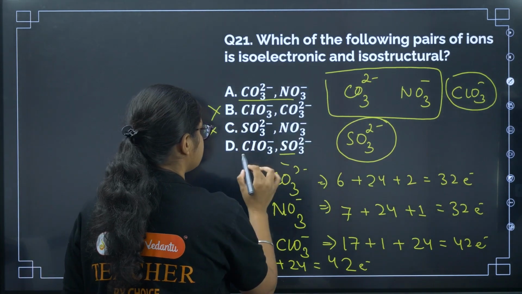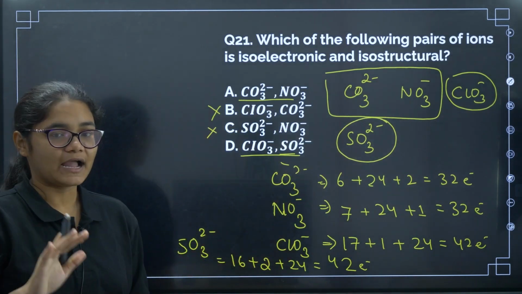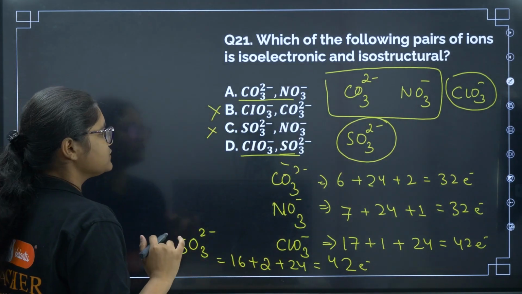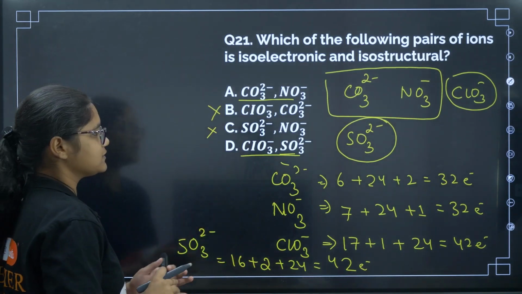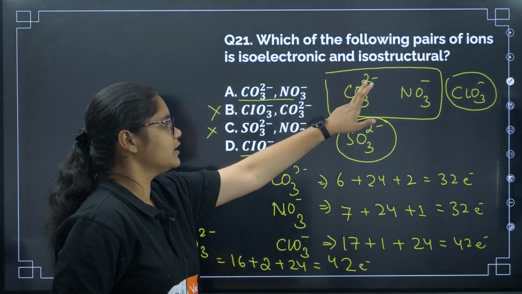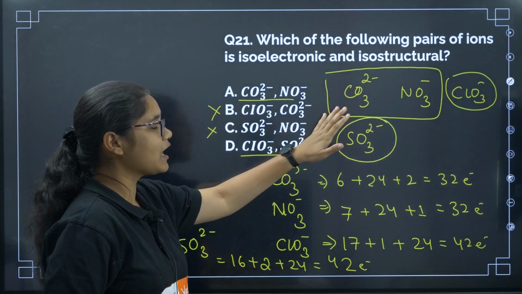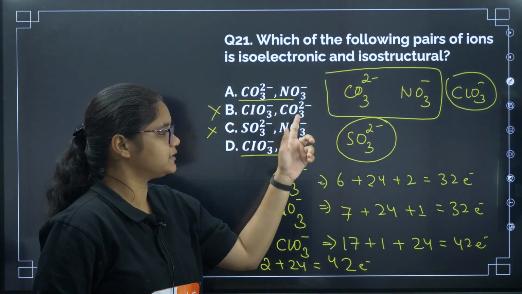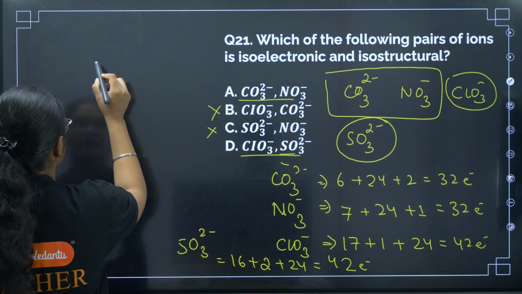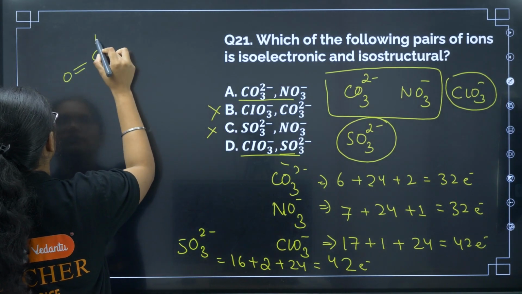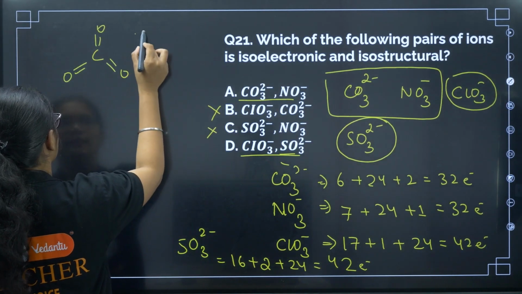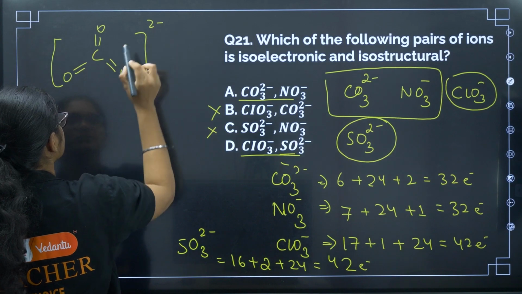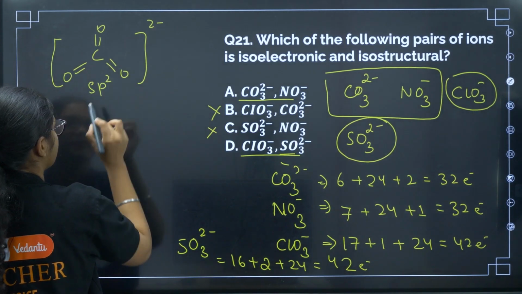We can check these two options to see whether they are also isostructural or not. In CO3 2 minus, there are 6 electrons. Carbon has 4 valence electrons, and 2 electrons are added, so 6 valence electrons, forming 3 bonds like this. Just for showing, I am writing this structure. It will have sp2 hybridization.